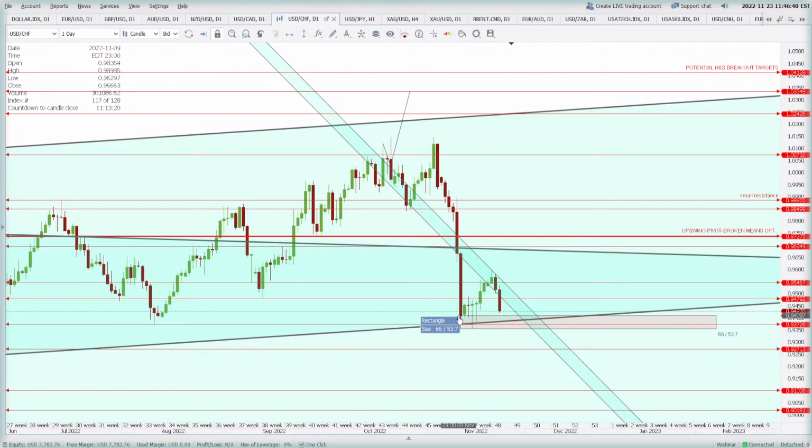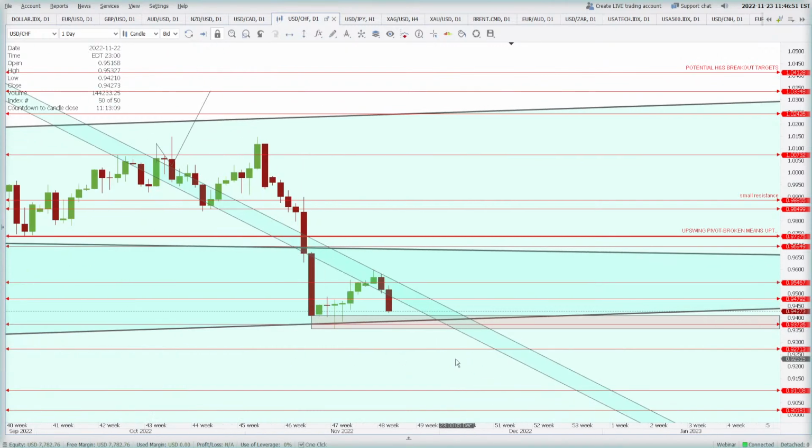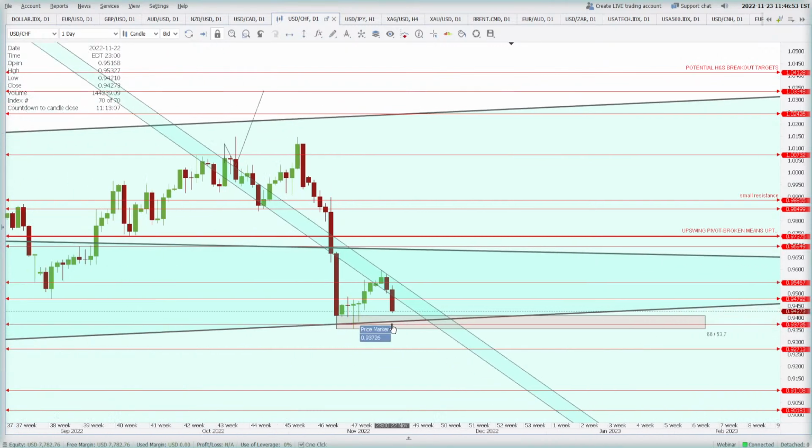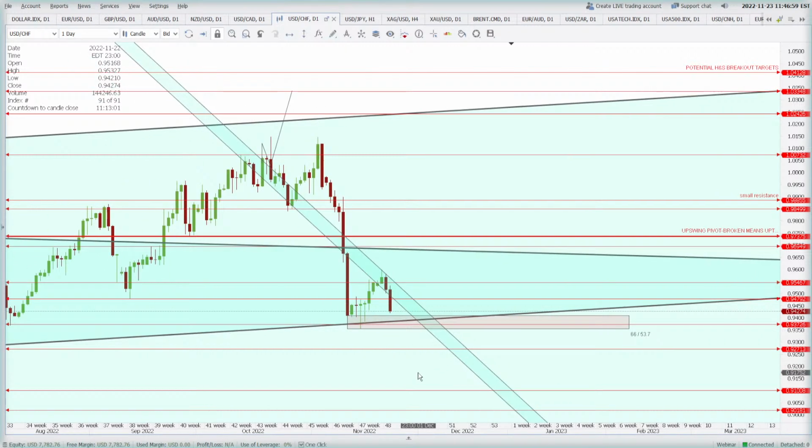The support being provided by these lows, the support being provided by this rising channel support line, the support being provided by this horizontal level of 0.9372, which was an important level earlier. So there is a confluence of three supports. If this supports hold, fine. If this does not hold, then the lower levels will be seen very fast. That is what I mean to say.